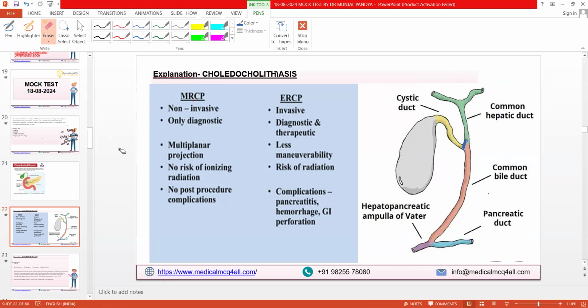But if you have a classical history and USG findings, and it is a clear-cut case, you can go upfront for the ERCP, because even after MRCP diagnosis, you have to do ERCP, no? Because without ERCP, using USG or MRCP, you cannot remove the stone. To remove the stone, you need to enter something, and that is the scope, right?